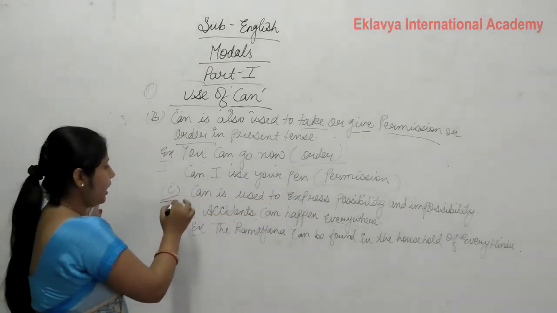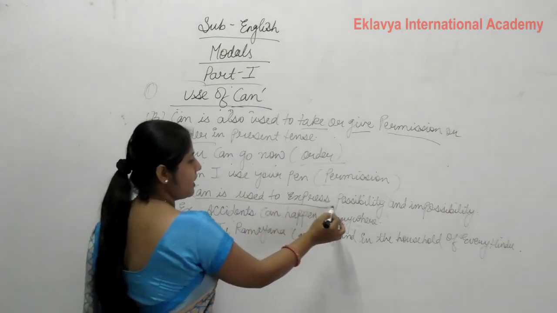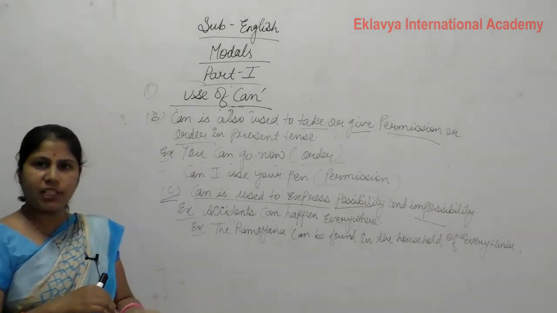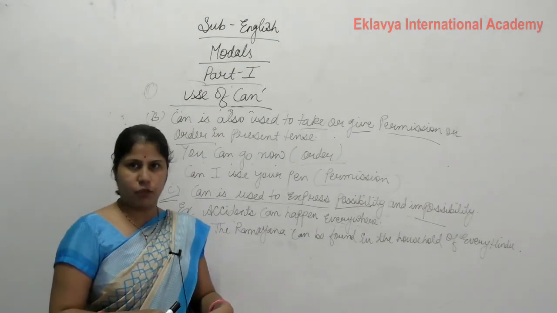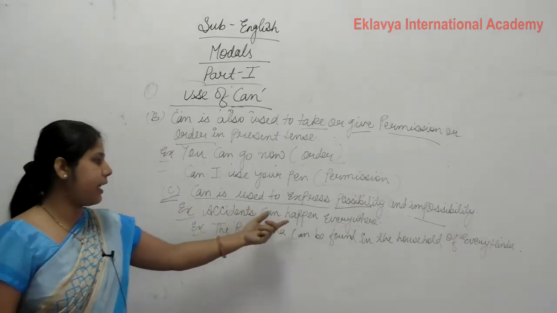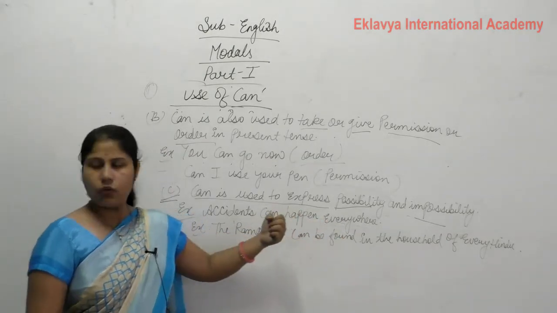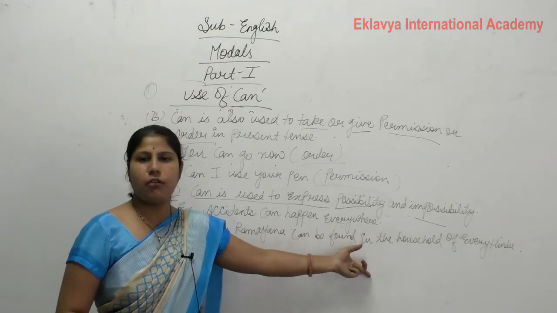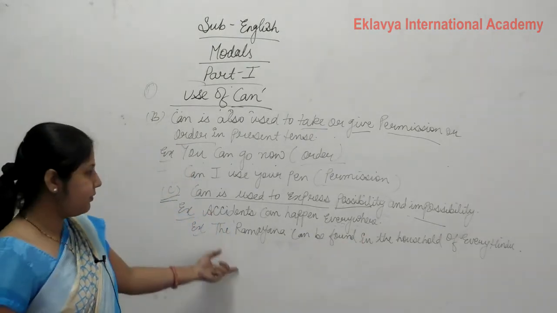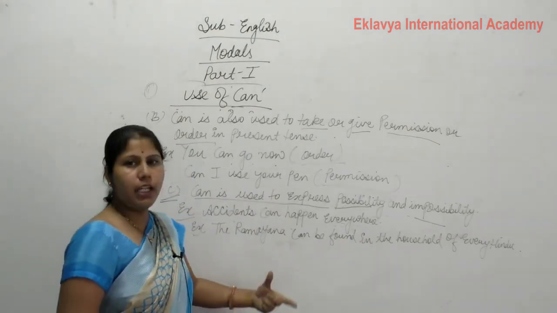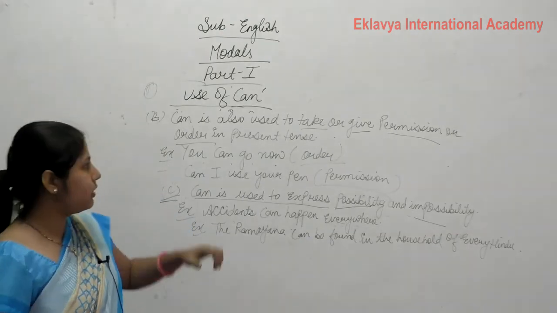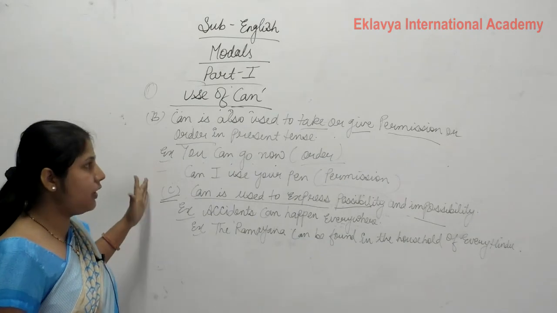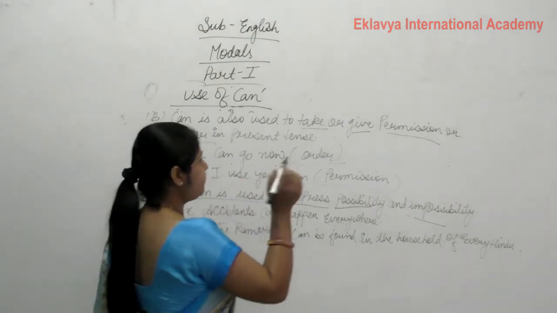Now, next another one is can is used to express possibility and impossibility. It explains possibility as well as impossibility. Like accidents can happen everywhere. Okay. Now the Ramayana can be found in the household of every Hindu. Clear? So these are the uses of can. These are the very important uses of can. So these all three. And one more thing, write down.